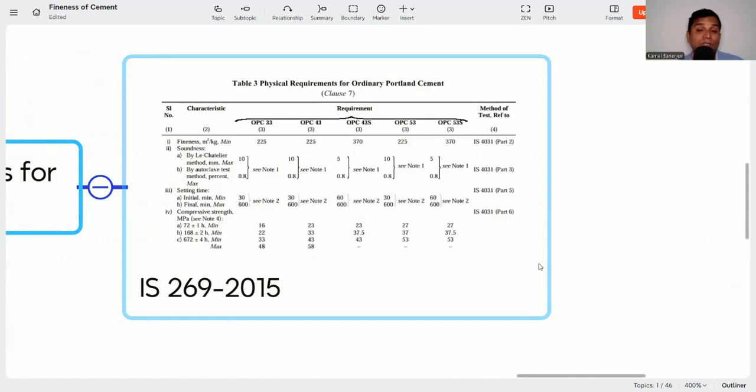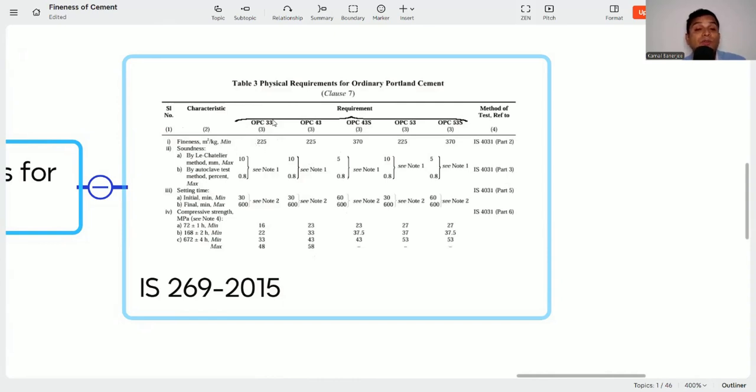So in IS 269, in ordinary Portland cement, there are 5 grades of cement: OPC 33, OPC 43, OPC 43S, OPC 53, and OPC 53S. Here you can see first is the characteristic, and what is the parameter? That is fineness, that is meter square per kg minimum. So what is the value here saying?